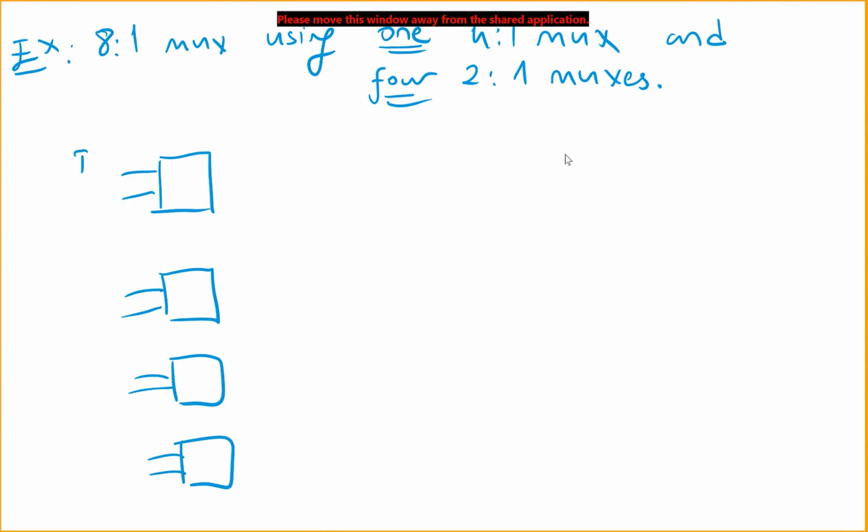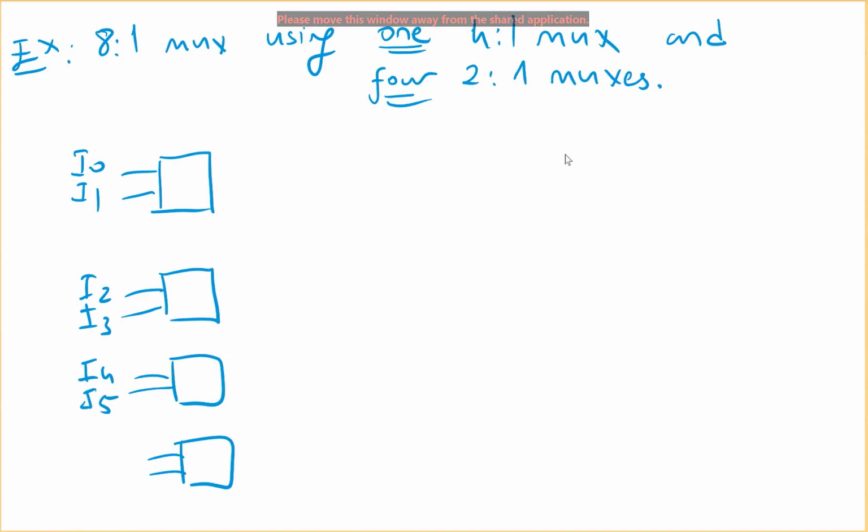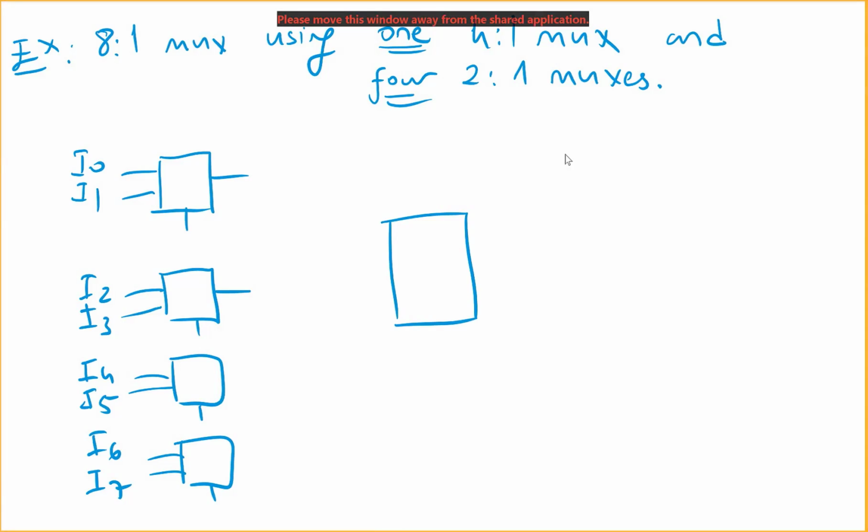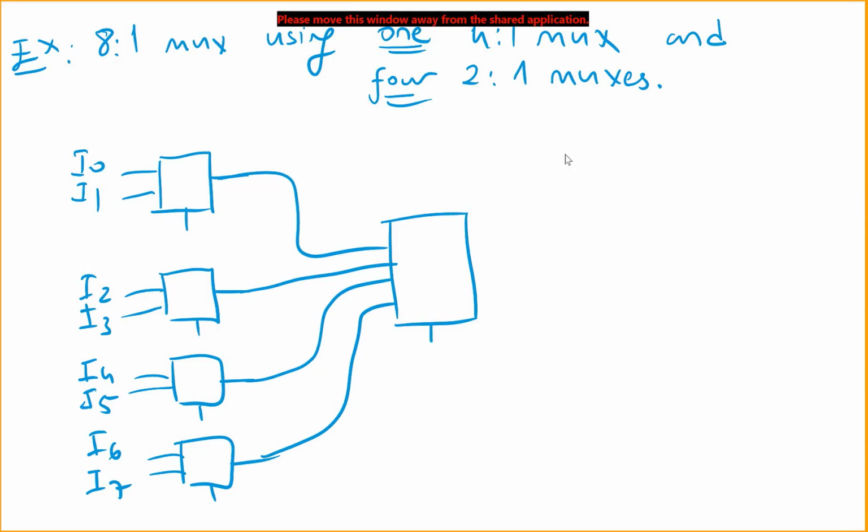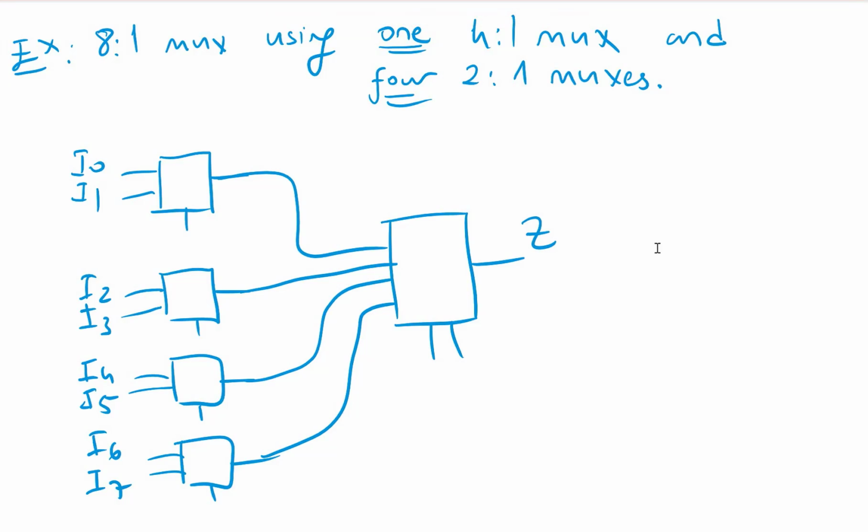So I can connect I0 here, I1 here, I2, I3, I4, I5, I6 and I7. So this is my select signal for this. And then I have one 4-to-1 mux. So then I have these 4 outputs and these 4 outputs should go to this 4-to-1 mux and I have Z here, right? So let me write the table again, functionality table.